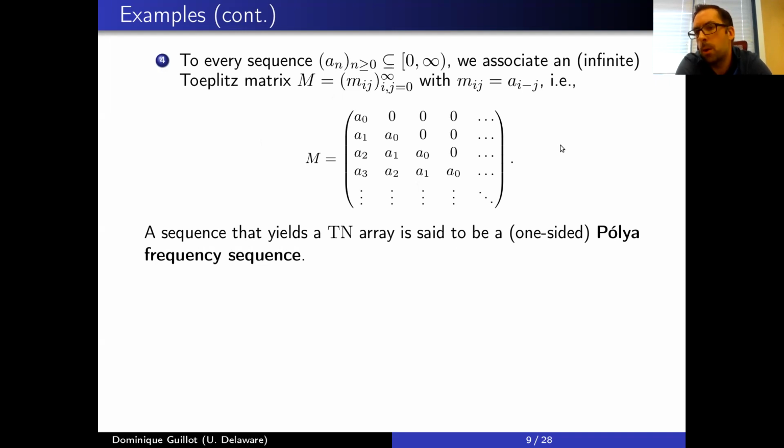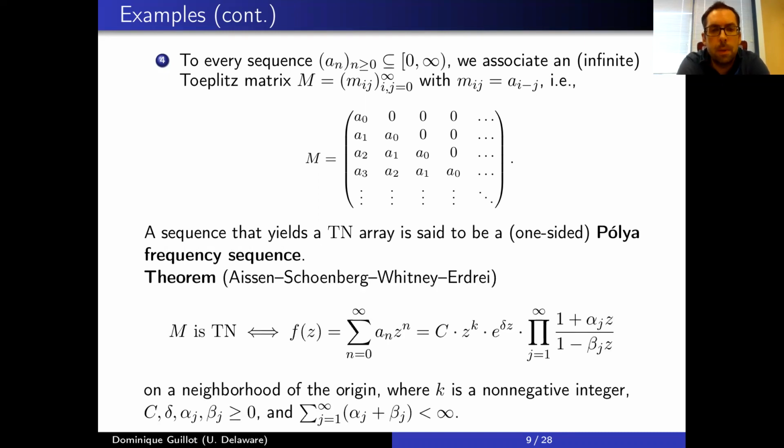Of course, you can also consider two-sided sequences if you want to fill up the upper part of the matrix. But here, let me just consider the one-sided version. And whenever that matrix is totally non-negative, we call the sequence a Pólya frequency sequence. And once again, amazingly, the sequences that yield totally non-negative arrays have been characterized. This was done by work of Aissen, Schoenberg, Whitney, and Edrei, again in the 50s.